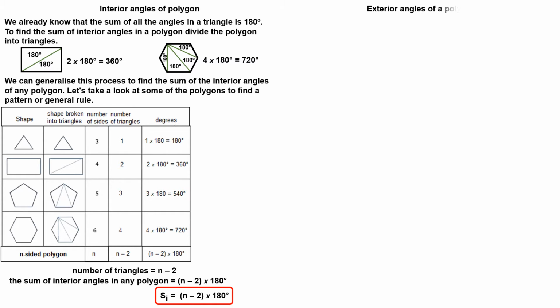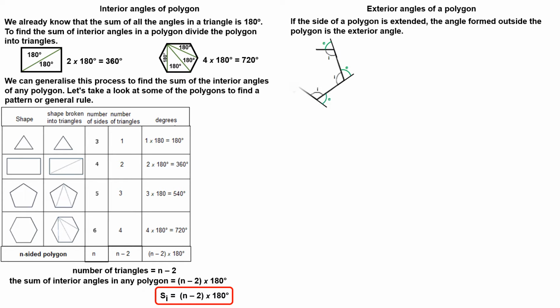Exterior angles of a polygon. If the side of a polygon is extended, the angle formed outside the polygon is the exterior angle. Look at the figure. E means each exterior angle. I means each interior angle. Each interior and exterior angle are angles on a line. Then the measure of each pair is 180 degrees.